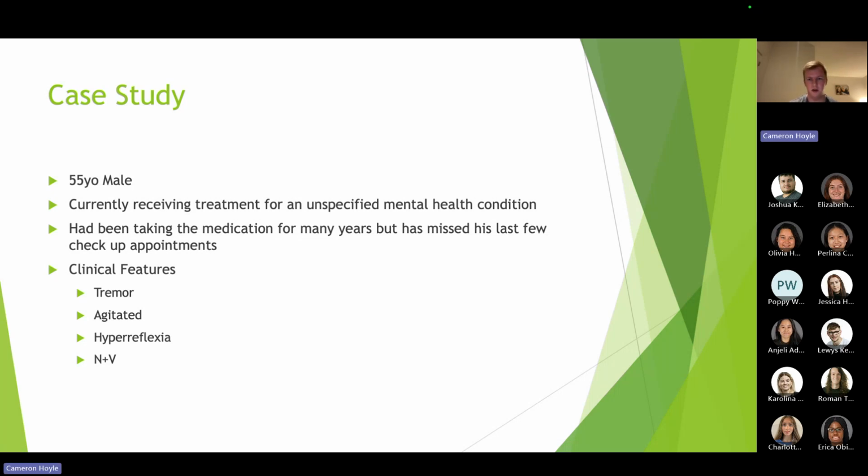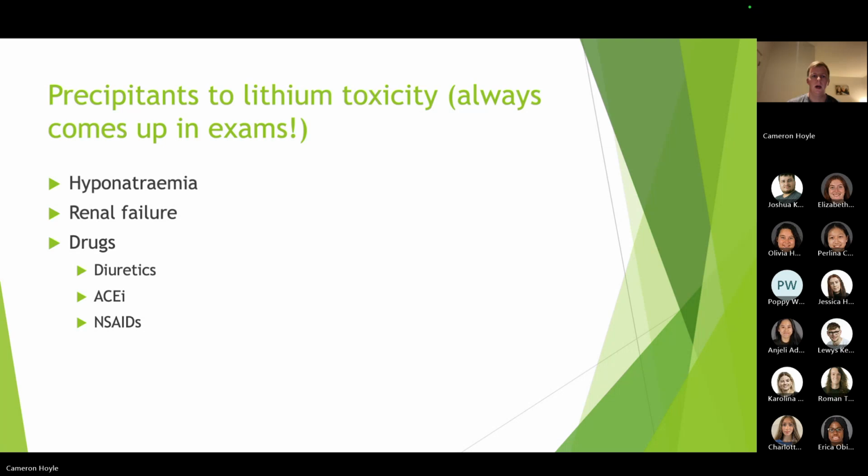But lithium is very, very toxic, with this very narrow therapeutic index. This always comes up in exams for whatever reason, this precipitance to lithium toxicity. Hyponatremia is the one that I've seen most often. So if you've got a patient that's, say, been refusing eating and drinking, they're really dry, they may then develop this hyponatremia because they're dry, which will then precipitate the lithium toxicity. Renal failure, diuretics, because they cause hyponatremia. ACE inhibitors and NSAIDs as well, because of the effect on the kidneys, thus reducing the clearance of the lithium. It does always come up in exams, that one.